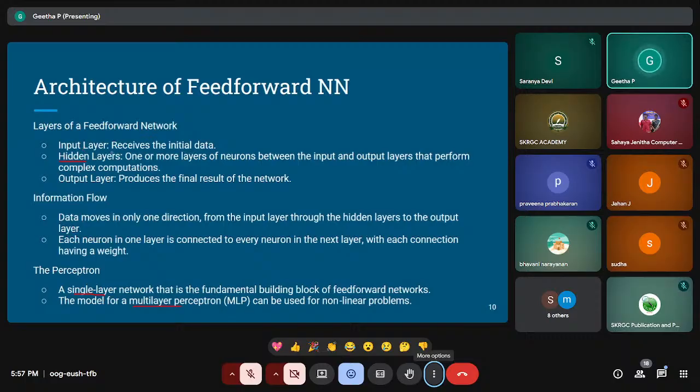And the output layer produces the final result. The number of output neurons depends upon the task. Suppose with one neuron, we can perform it as a regression function.